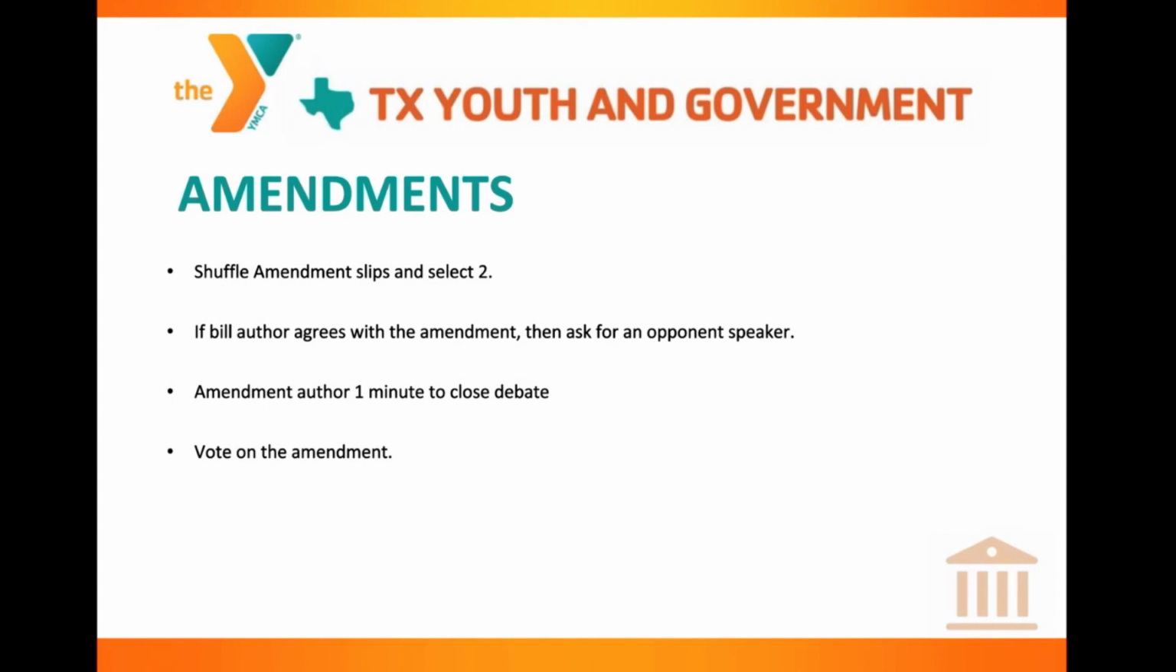If the bill author does not agree with the amendment, they will have 60 seconds to dispute this amendment. If the bill author agrees with the amendment, the chair will ask if anyone would like to speak in opposition of the amendment for 60 seconds. The amendment author will have 60 seconds to close debate, then the amendment will be voted upon to be adopted, not passed, but adopted. Clerks, any amendments that are not adopted, please do not attach them to the bill.